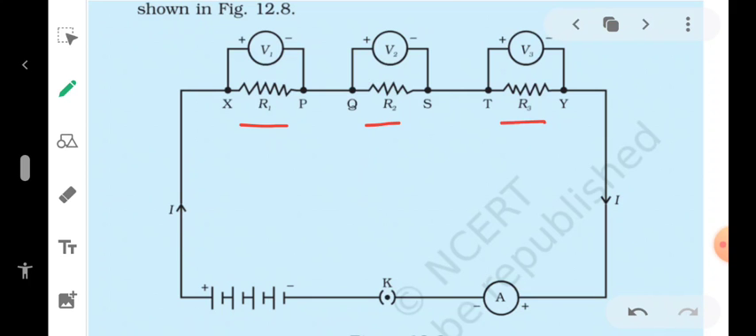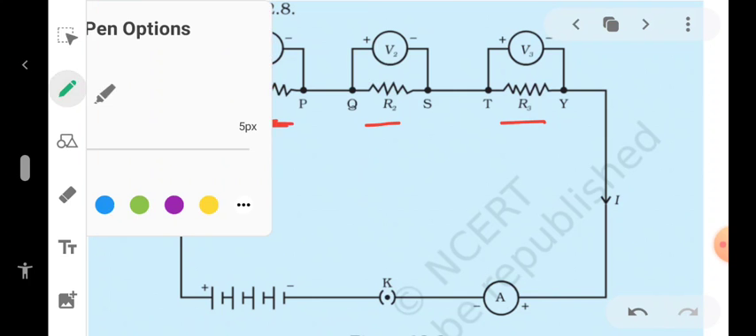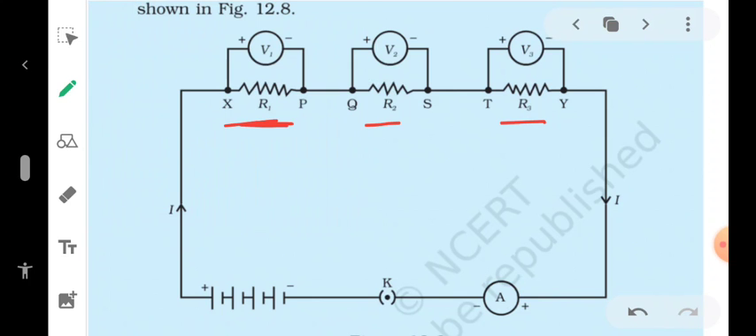Okay, I hope you analyzed this circuit and you have written what connection is this. So let me tell you what connection is this. What is the thumb rule to identify the connection? First we have to look at the terminals of the resistors, how it is connected. Okay, let us take resistor 1. This X is first terminal of the resistor 1, P is second terminal of the resistor 1.